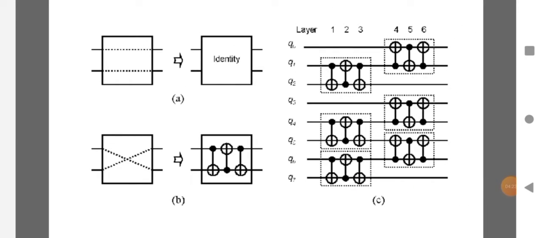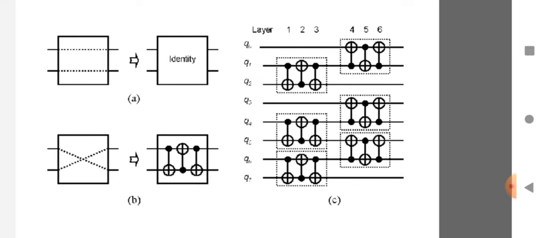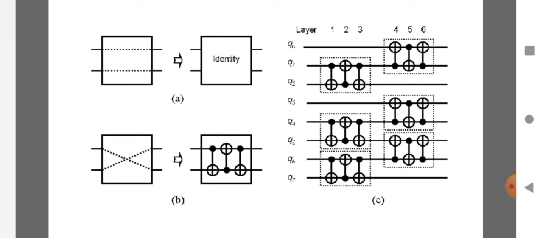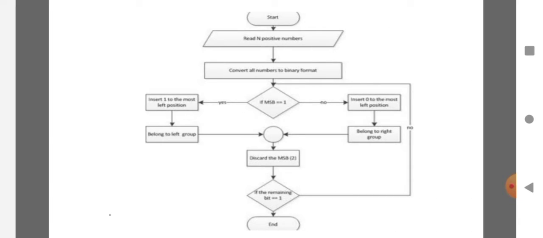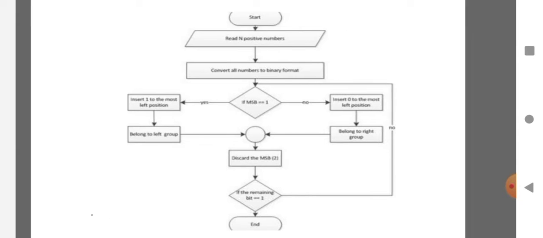And here is the picture which I have explained in that theory. A is a parallel communication of quantum, and B also, and C is the quantum layers. These all matter for quantum computing. Next, first start. Read n positive numbers and then convert all numbers to binary. Next, start.